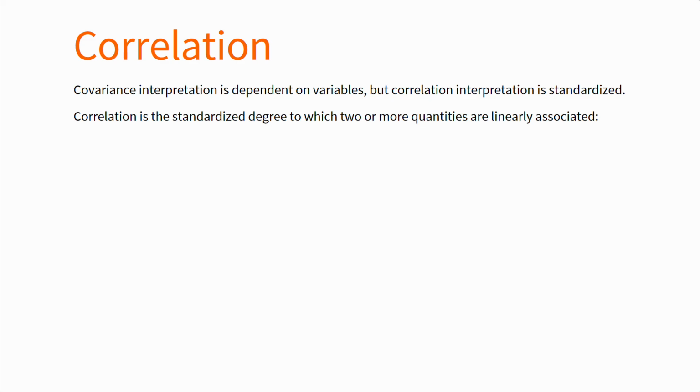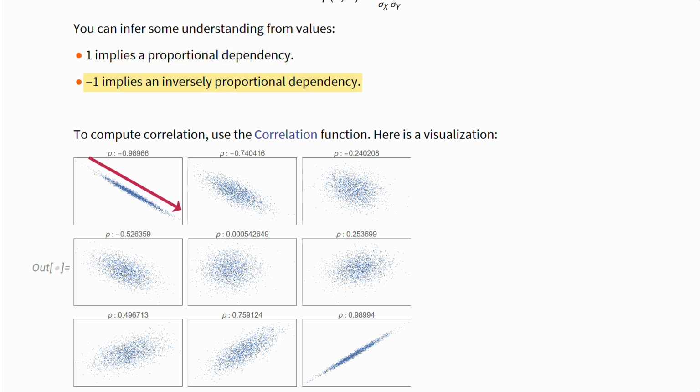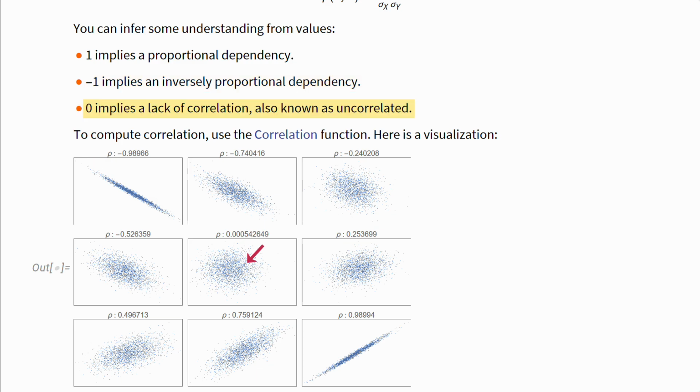Correlation solves the issue by being the standardized degree to which two or more quantities are linearly associated, mathematically defined as the covariance of x and y divided by the standard deviations of x and y. Now that you've removed the variability of each variable, you can easily get some understanding. Namely, the correlation goes from -1 to 1, 1 meaning both variables increase together, -1 meaning as one increases, the other decreases. And like covariance, 0 means that they're independent.